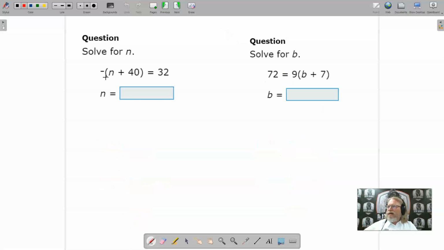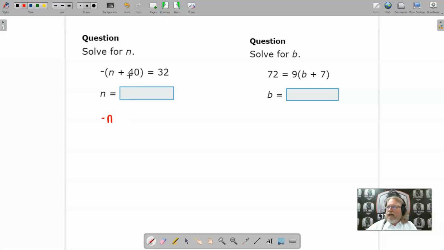Here we have a parentheses, quantity of n plus 40. But there's this negative sign out in front of it. I've talked about this in other activities where we could look at this in one of two ways. The opposite of n plus 40, so the opposite of everything that's on the inside of here. So we could say that's negative n, it's positive, so it becomes negative.